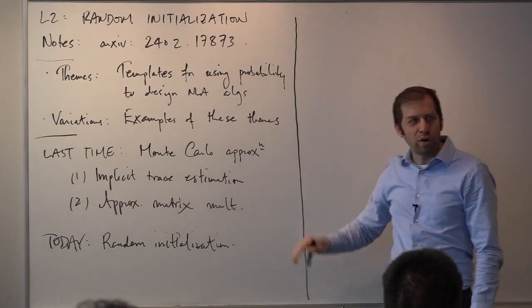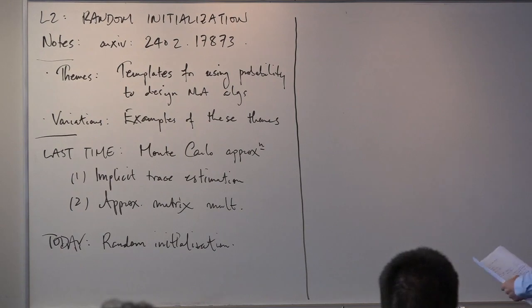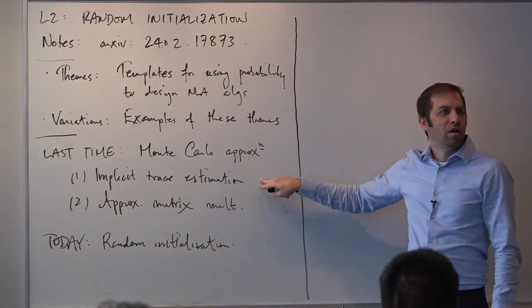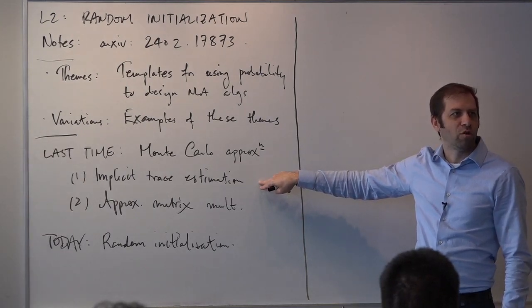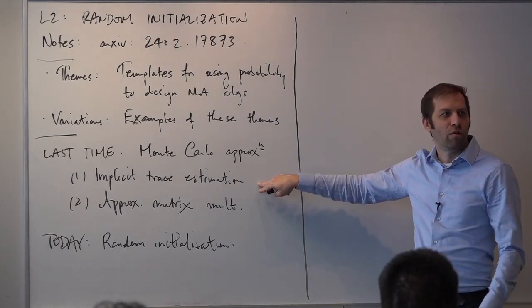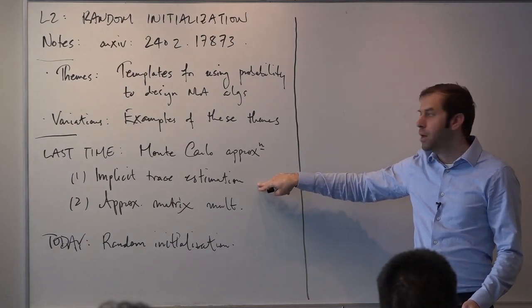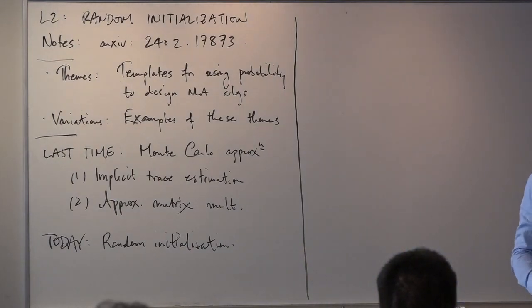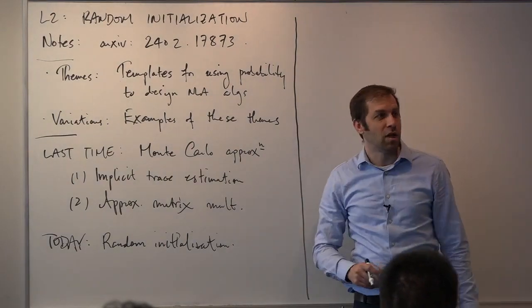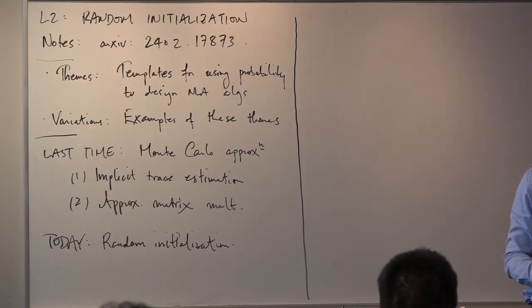Okay, so we saw two examples of the Monte Carlo approximation approach. The first one was implicit trace estimation, where we saw that quadratic forms with random vectors can give us an unbiased estimate of the trace, and by averaging together several of these simple estimates, we can reduce the variability of the estimator. And it was surprising, perhaps, to see that with only a constant number of these quadratic form evaluations, we can estimate the trace of a positive semi-definite matrix up to a relative accuracy with good probability.